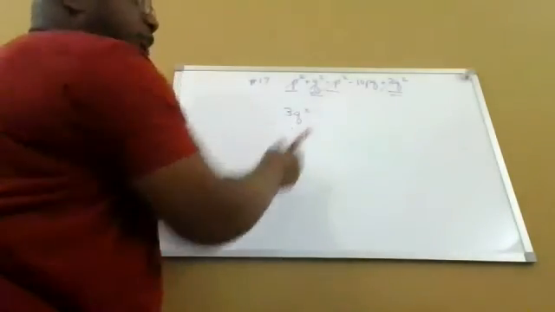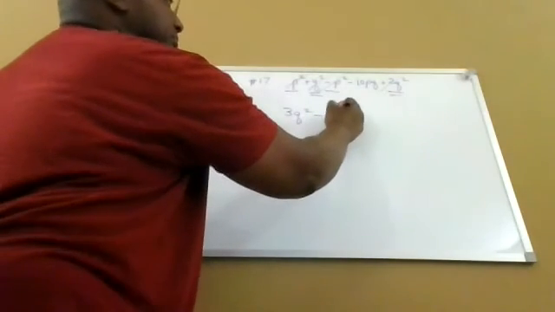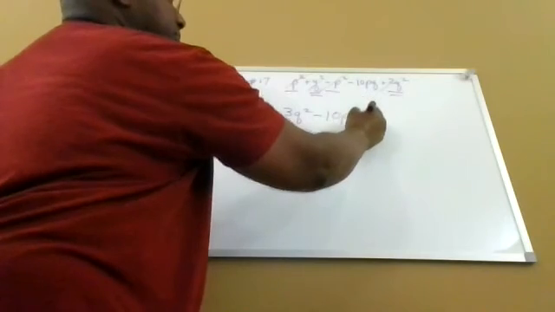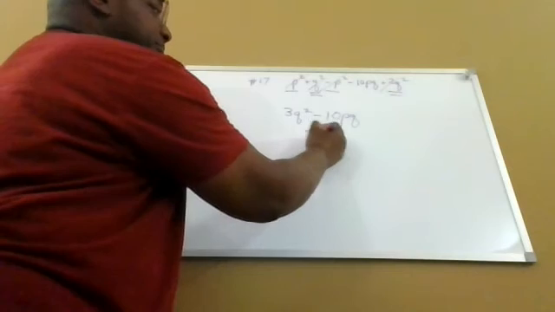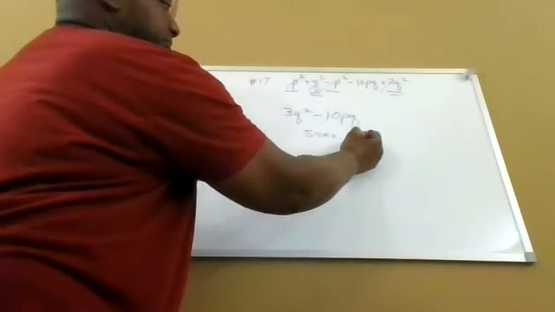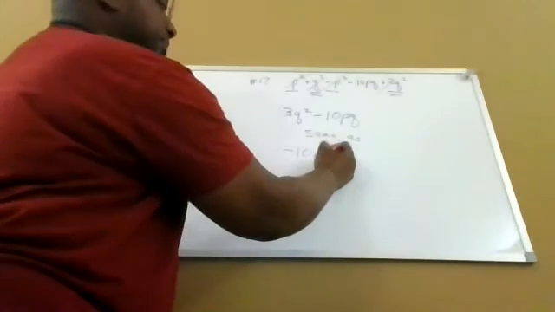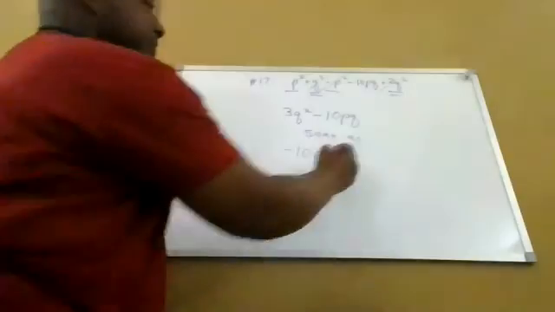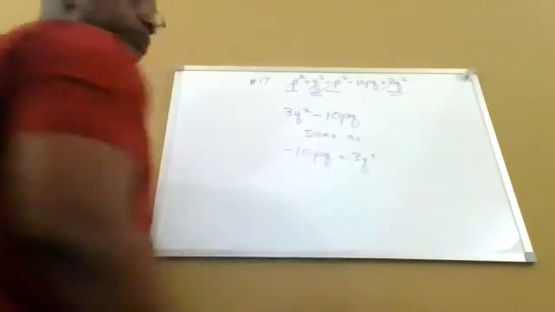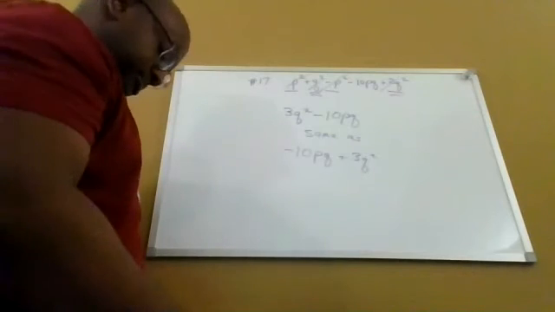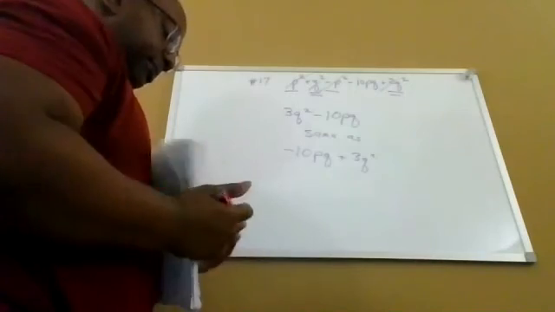And now I just bring down the term negative 10pq, which could also be written as, so same as, negative 10pq plus 3q squared. Okay, that's it for number 17. Number 18.